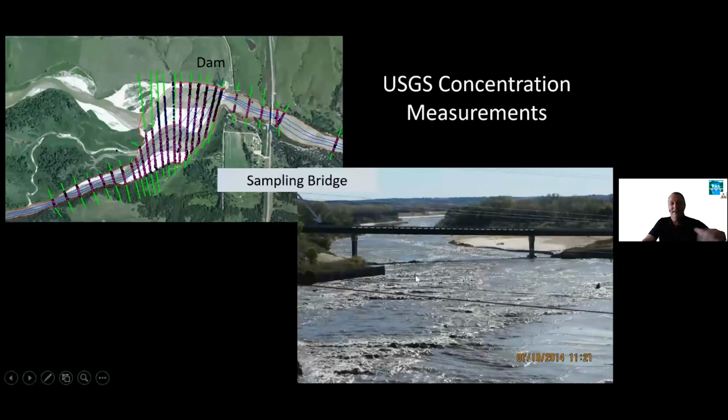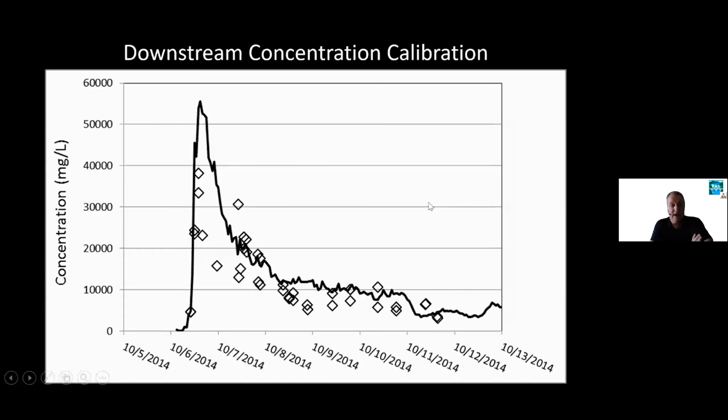And then the other thing that we had, we calibrated to volume change, just like we have in the other model, but we also had concentration downstream. The U.S. Geological Survey made concentration measurements downstream while we flushed this dam. So again, we could test the model. We calibrated the model to volume change, but the thing I want to show you is the concentration downstream. Here we have the observed concentration in diamonds, and then the computed concentration time series from the model downstream at that bridge.